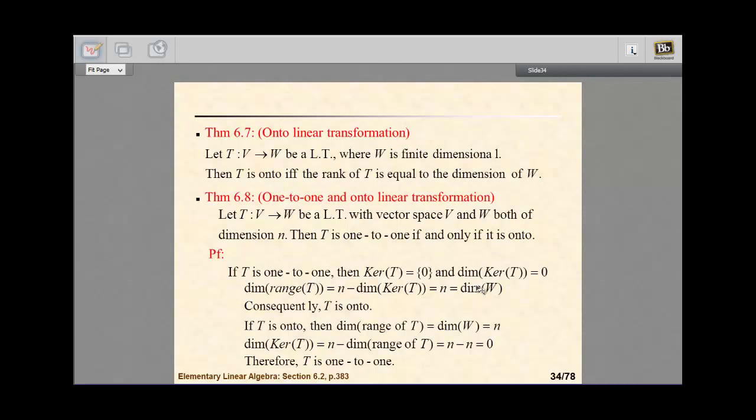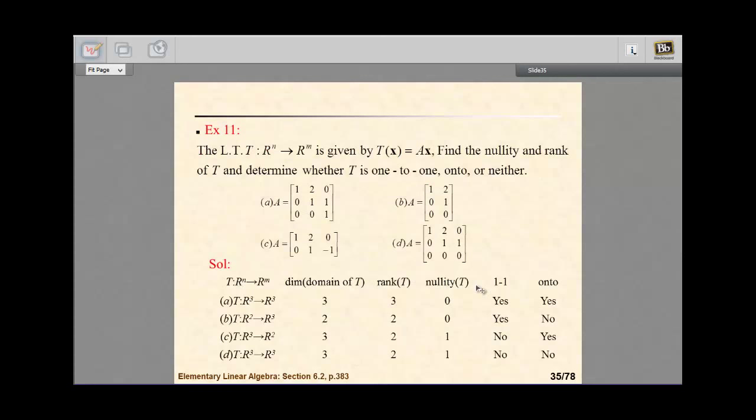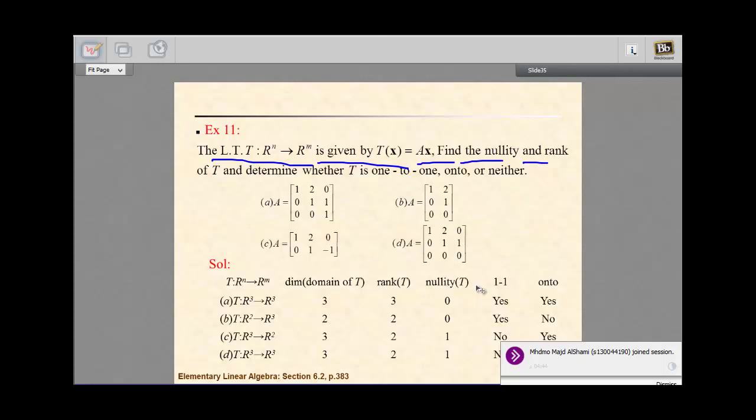Similarly, onto linear transformation. A transformation T from V to W is a linear transformation where W is finite dimensional. Then T is onto if and only if the rank of T is equal to the dimension of W. So these are the theorems. Here it says: let the linear transformation from Rn to Rm be given by transformation of x equal to this. Find the nullity and rank of the linear transformation and determine whether T is one-to-one, onto.